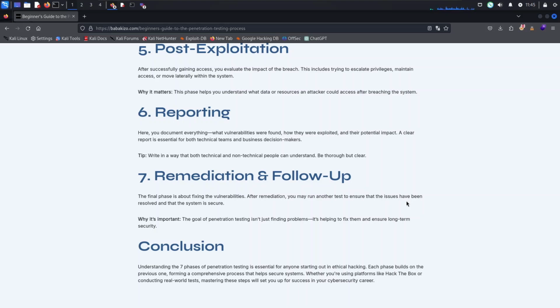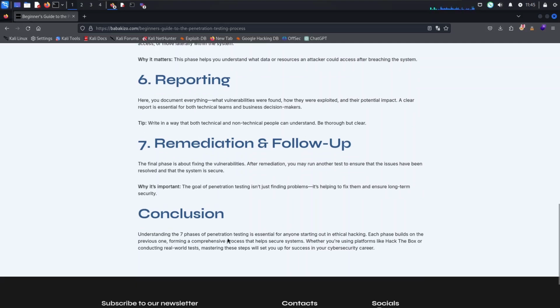So, conclusion: understanding the seven phases of penetration testing is essential for anyone starting out in ethical hacking. It's really important you know the steps to take, right? Each phase builds on the previous one, forming a comprehensive process that helps secure systems. Whether you are using platforms like Hack The Box or conducting real-world tests, mastering these steps will set you up for success in your cybersecurity career.